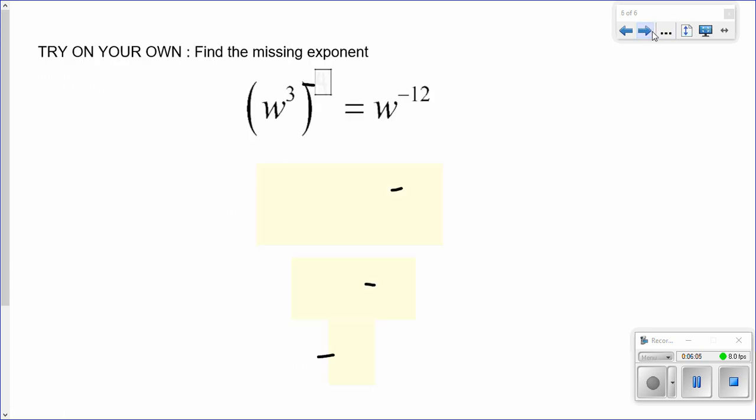Right? This one is try on your own. It's actually super easy, because all you've got to do is figure out what number this was to create this new exponent of negative 12. So you kind of have to work a little backwards and figure out what operation had to happen here and what number would create that. Okay? I gave you a hint because it's supposed to be a negative.